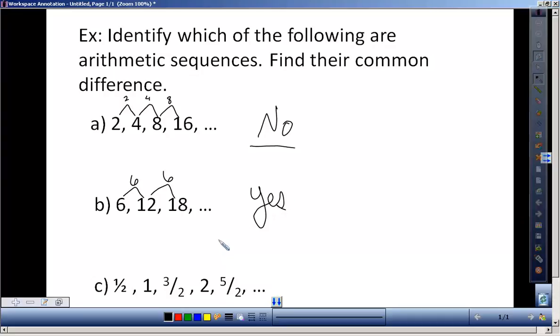Now we need to find its common difference. They wanted us to find the common difference. What was it going up by? It was going up, so that would be positive, by 6. So its common difference must be 6.